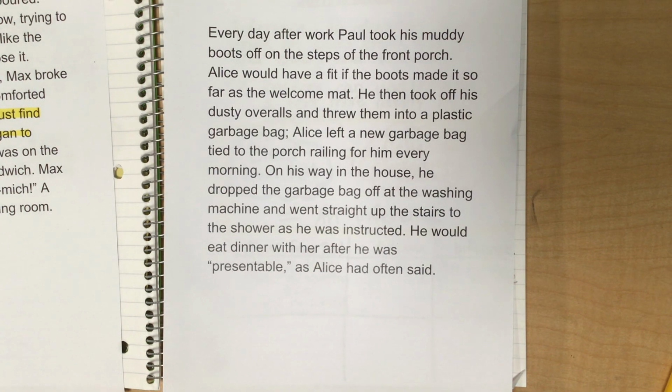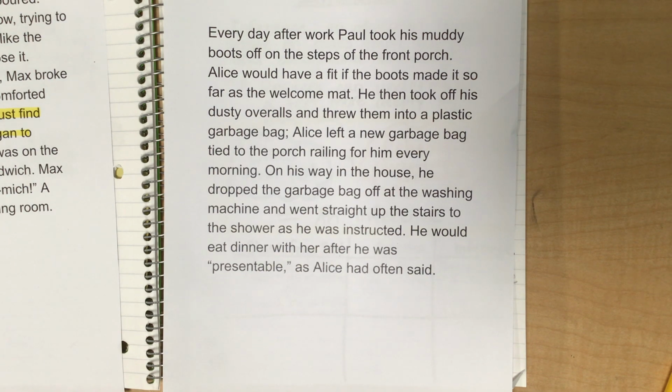Every day after work, Paul took his muddy boots off on the steps of the front porch. Alice would have a fit if the boots made it in so far as the welcome mat. He then took off his dusty overalls and threw them into a plastic garbage bag. Alice left a new garbage bag tied to the porch railing for him every morning. On his way in the house, he dropped the garbage bag off at the washing machine and went straight up the stairs to the shower as he was instructed. He would eat his dinner with her after he was presentable, as Alice had often said.